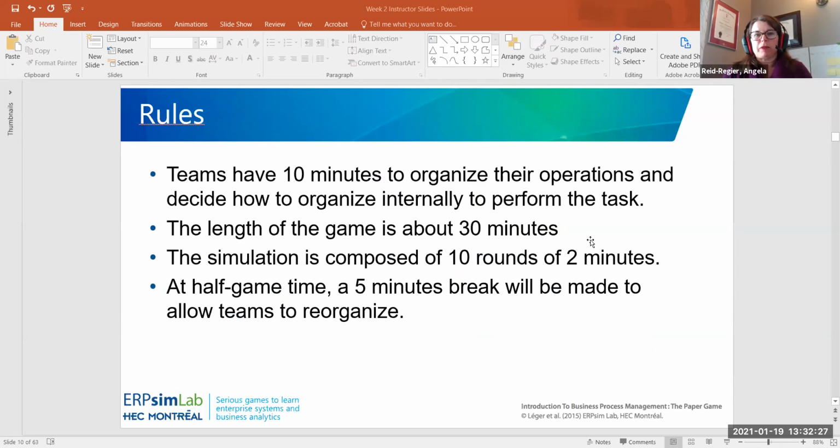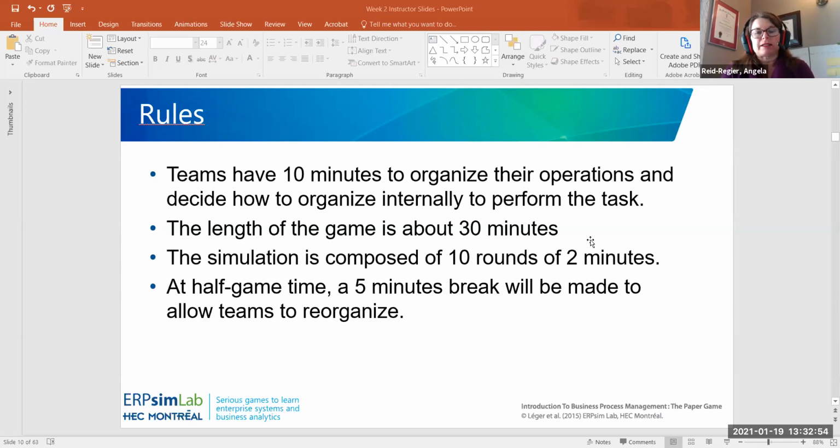In the normal play in class, if we were face-to-face, I would have the students divided up into teams, and I would give you 10 minutes to organize your operations. So how you're going to make things, how you're going to collect payments, deliver material, collect material. You would come up with all the processes you're going to do. However, I'm going to do that for you. You will watch me do it, so you don't have to organize yourself.